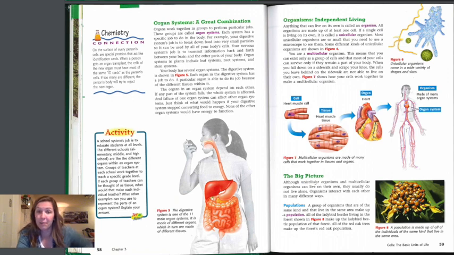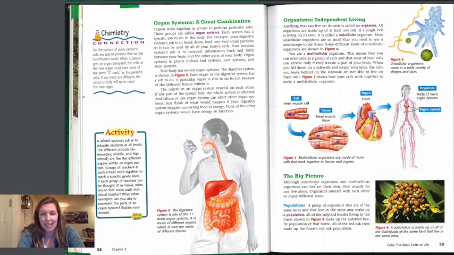Page 59. Organisms, independent living. Anything that can live on its own is called an organism. All organisms are made up of at least one cell. If a single cell is living on its own, it is called a unicellular organism. Most unicellular organisms are so small that you need a microscope to see them. Some different kinds of unicellular organisms are shown in figure 6.